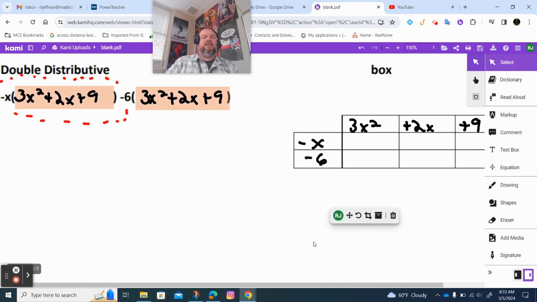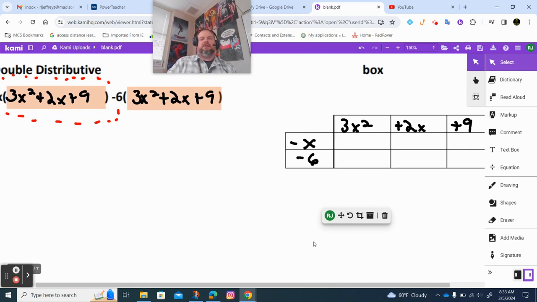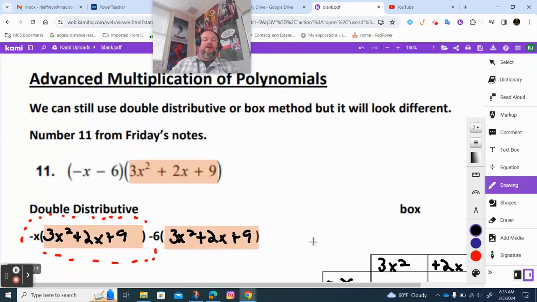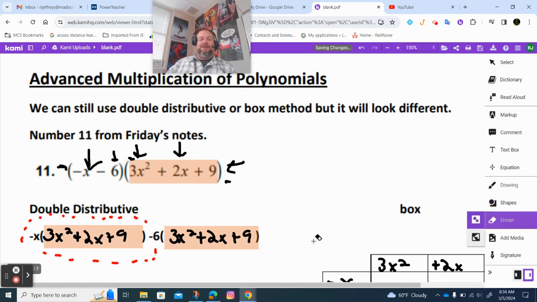Here's the only bad thing. This does take time. Okay. Foil would work if we had two binomials. Because if we did foil, all right, here's your first, here's your outside, here's your inside, here's your last. You're skipping an entire term.